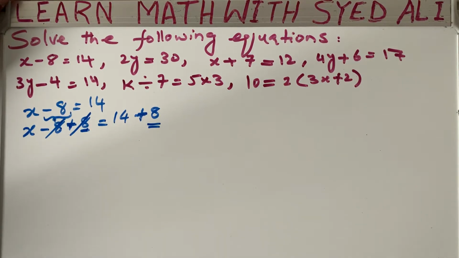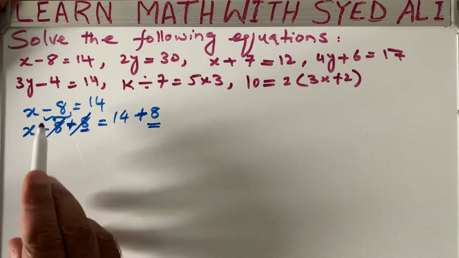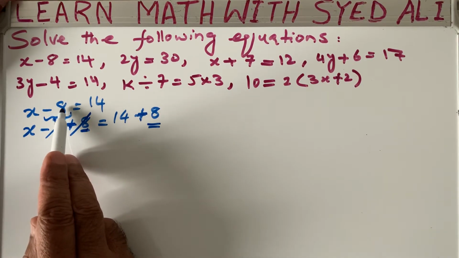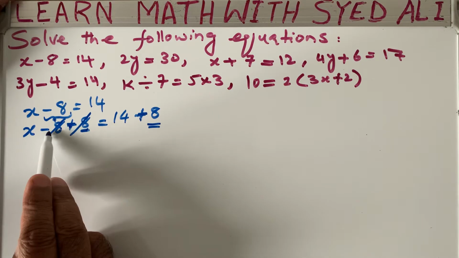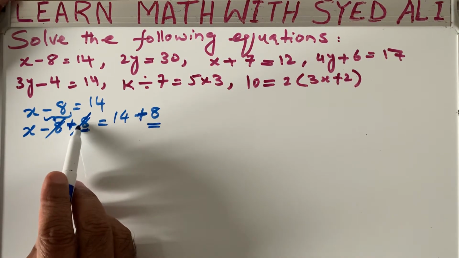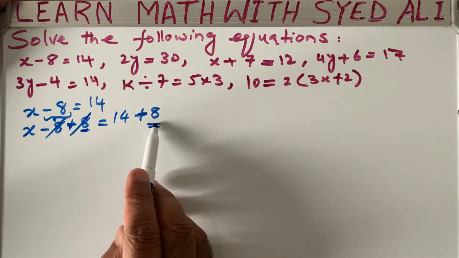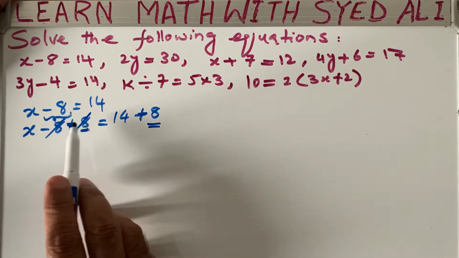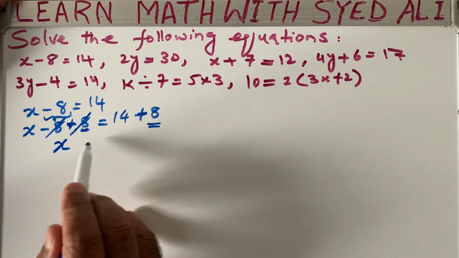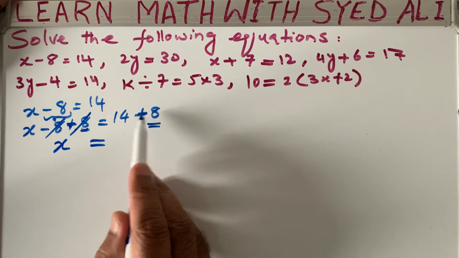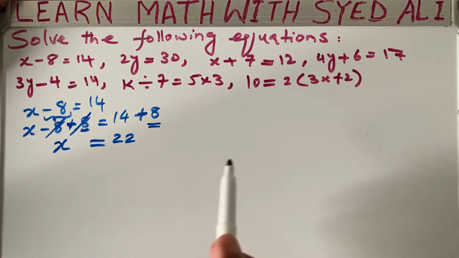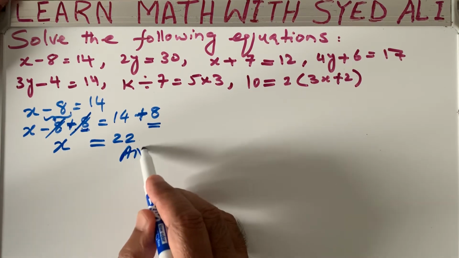Hope you understand it. One more time, I will repeat. Minus 8, I have to isolate x. So I have to remove minus 8. How can I remove minus 8? By plus 8. So it is gone. But what I do on the left side of the equation, I have to do the same on the right side of the equation. So plus 8 here, plus 8 here. This plus 8 and minus 8 get cancelled, and I have my x isolated, and here I need to add 14 and 8, which is 22. This is the value of x in this equation.